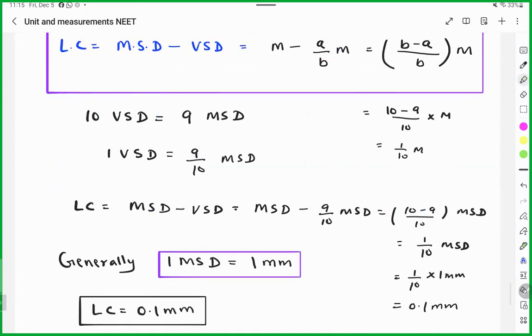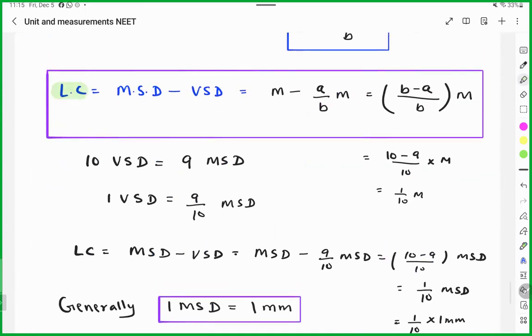See, whenever you calculate least count, it is MSD minus VSD, or B minus A. B is the vernier scale division. A is the main scale division. In the example we did here, the 10th division of the vernier scale coincides with 9. It will be 9 by 10. So 10 minus 9 by 10. Ditto, the same question, right? Yes or no? Yes, sir. Yes. Yeah.